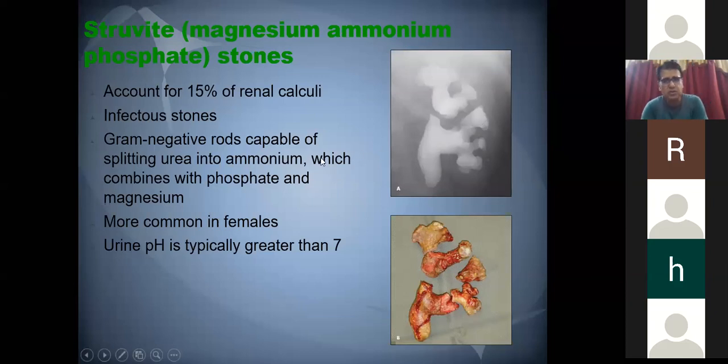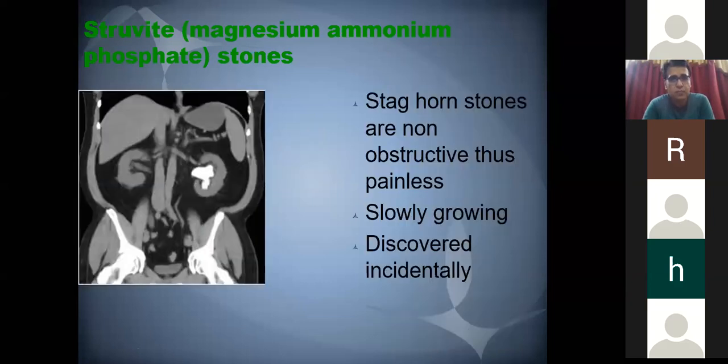The most common organism causing it is gram-negative, and the pH is a factor as well. It's commonly seen in females because UTI is common in females, so the infected stone is also common in females. Here you can see again the stone which opacifies all of the calyces and the pelvis of the kidney. It grows very slowly and does not cause pain. So the simple presentation is a patient who comes with recurrent UTI.